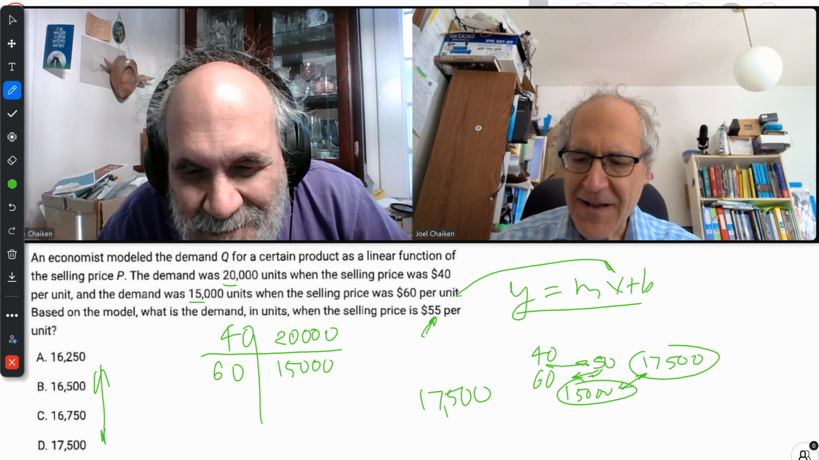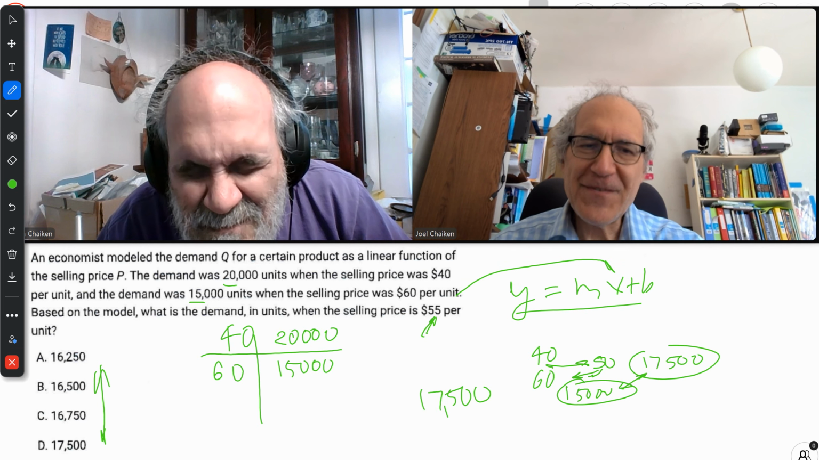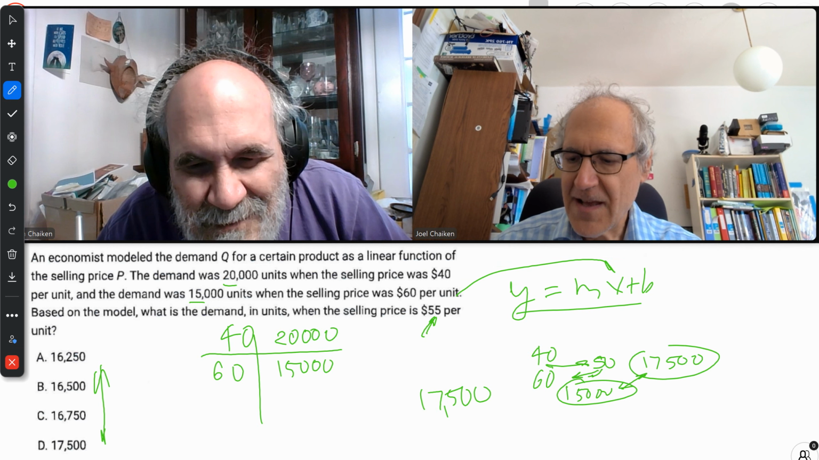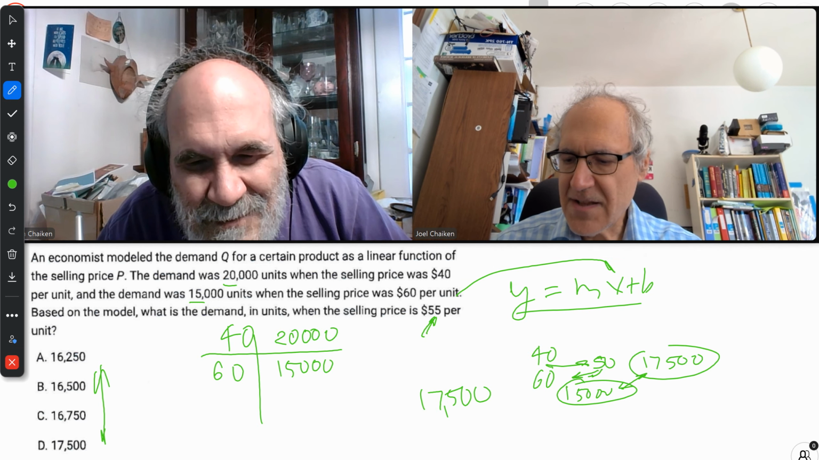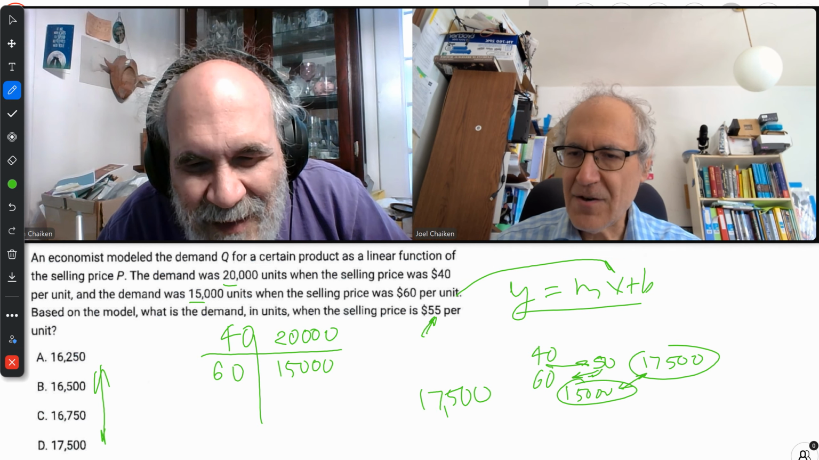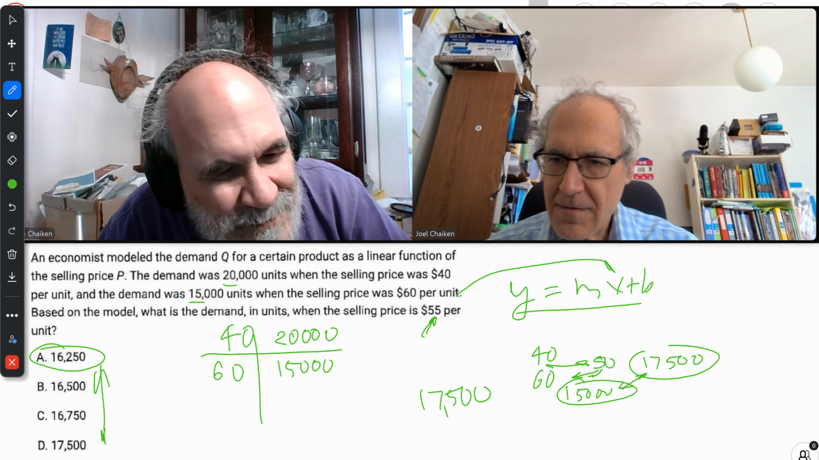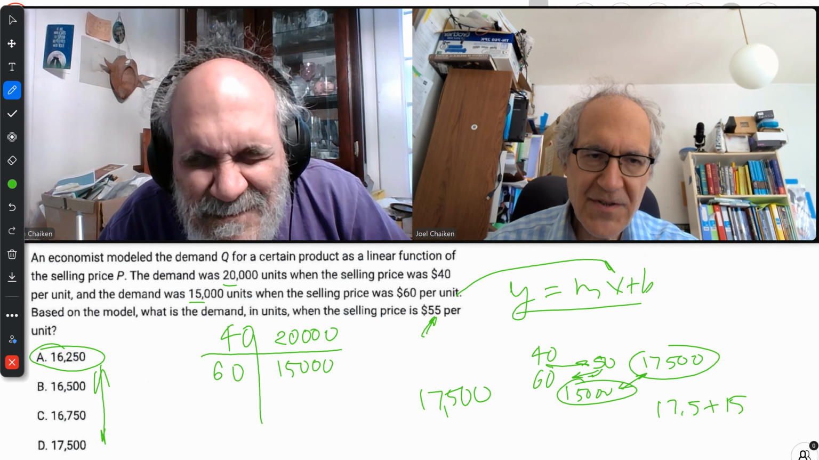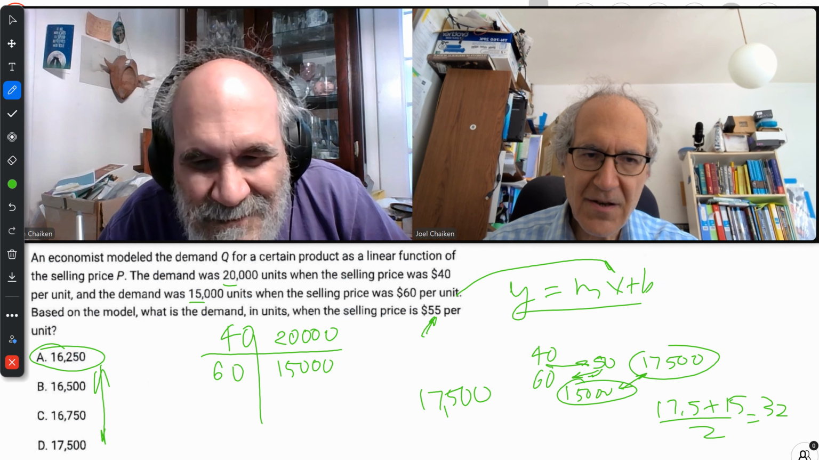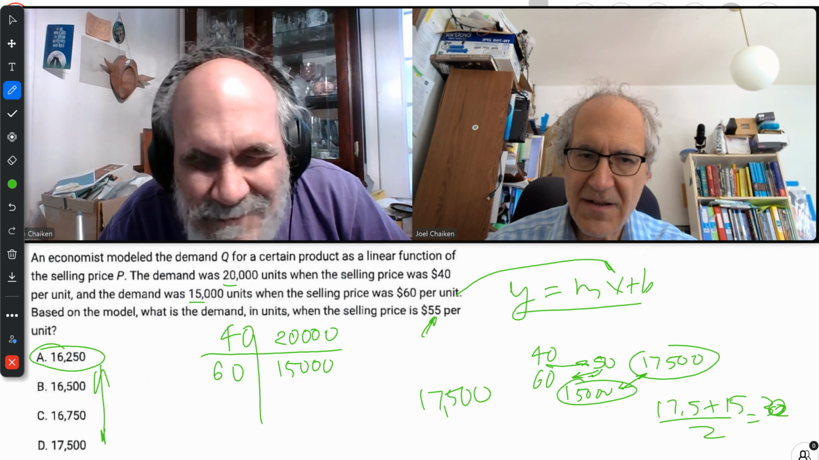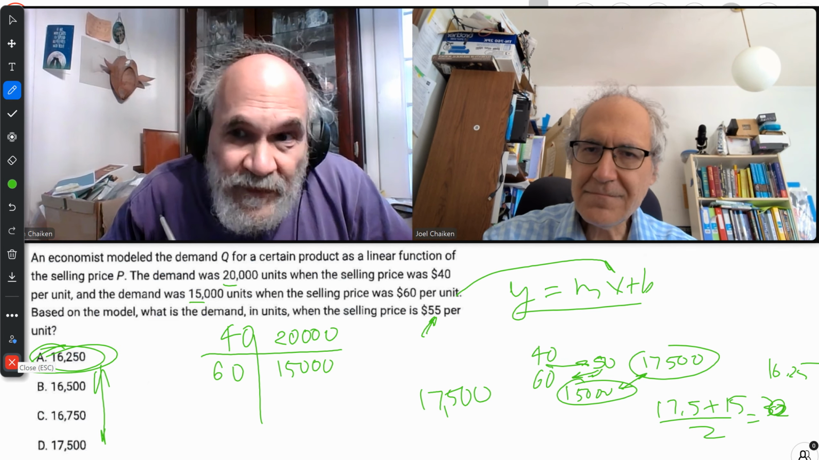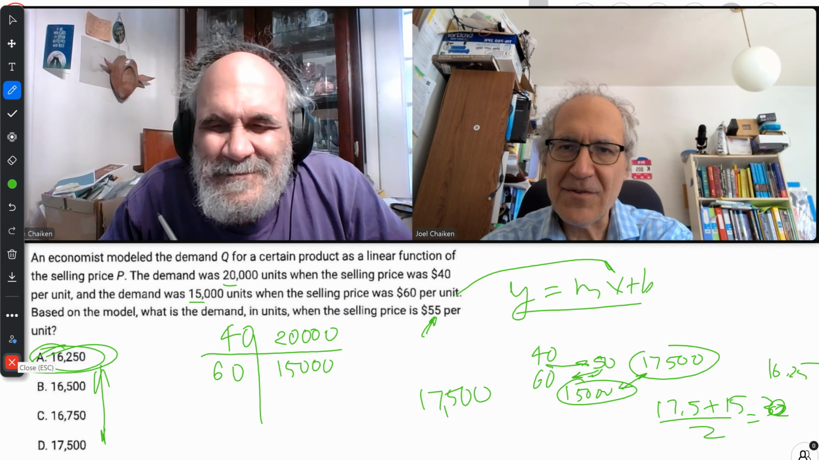Notice that I made my own mistake. I was typing 15,000 and 17,000. You just type 17.5 and 15, and you take the average of that, and it's 16 and a quarter. I just did 17.5 plus 15 divided by 2, and you get 16 and a quarter. That's this one. So there are a lot of ways to do this problem.